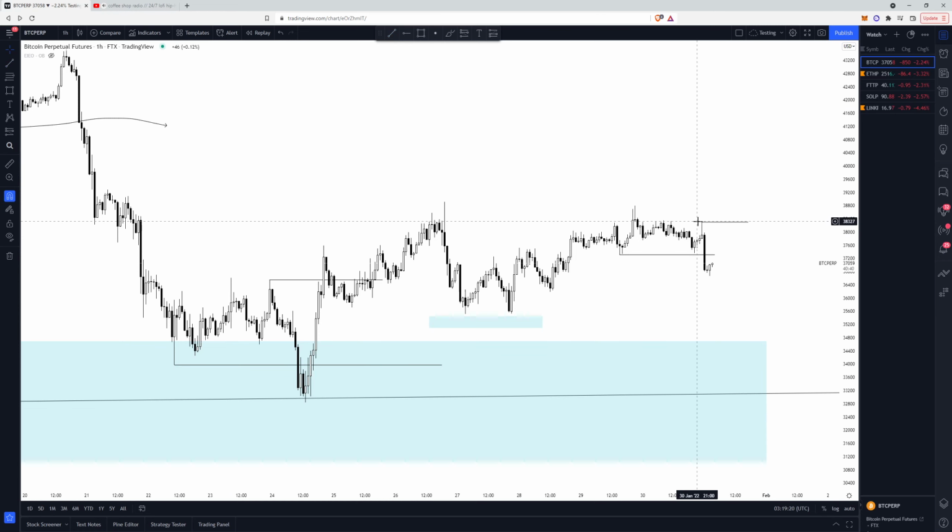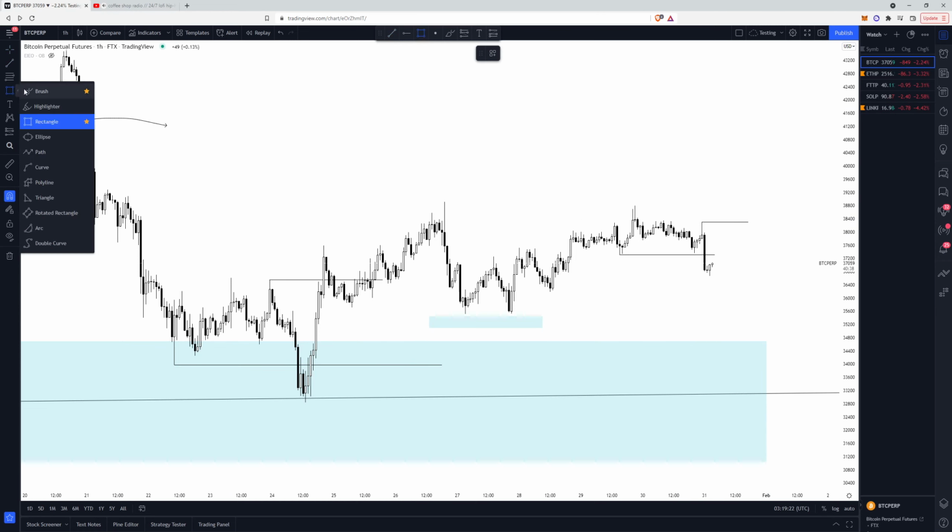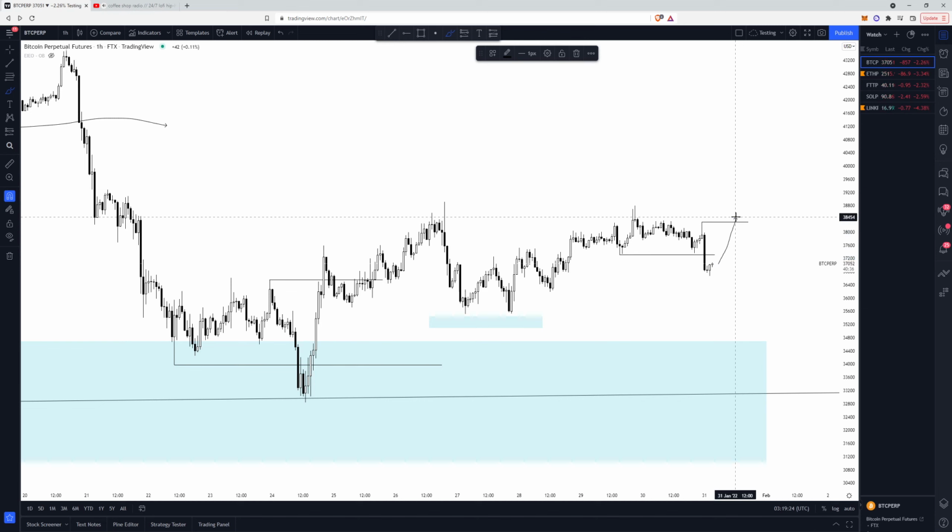So if we get a close above this high, something like this, I'll then look for long opportunities inside of this range here, or we see a little bit more downside, and I think this is going to be the scenario that plays out.